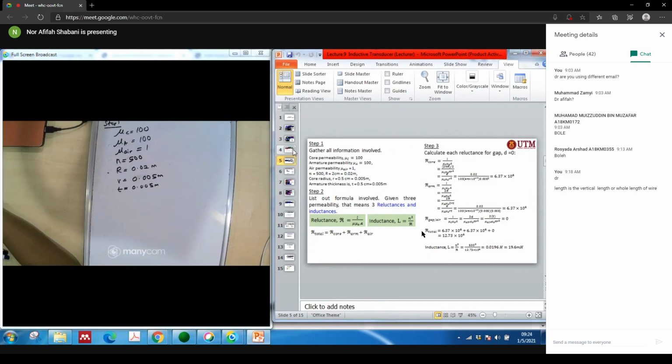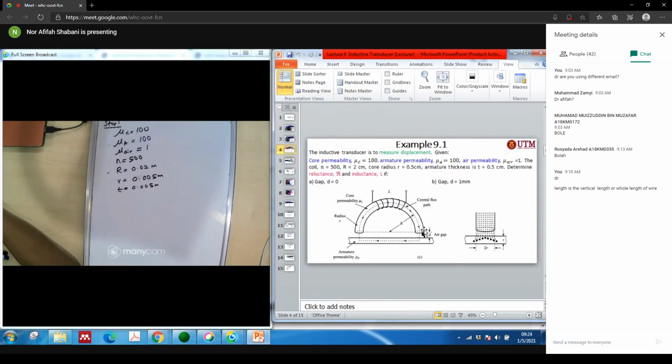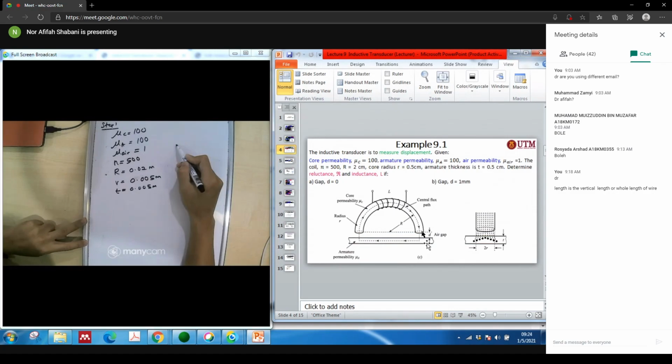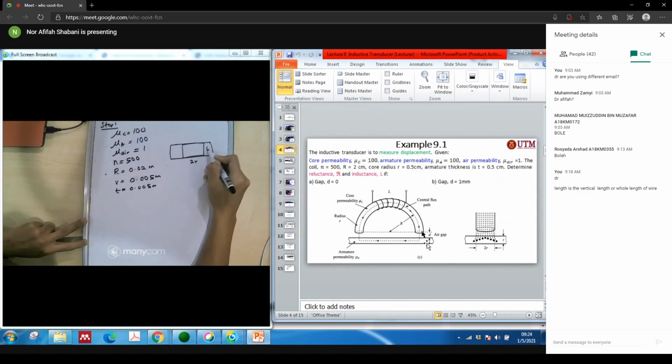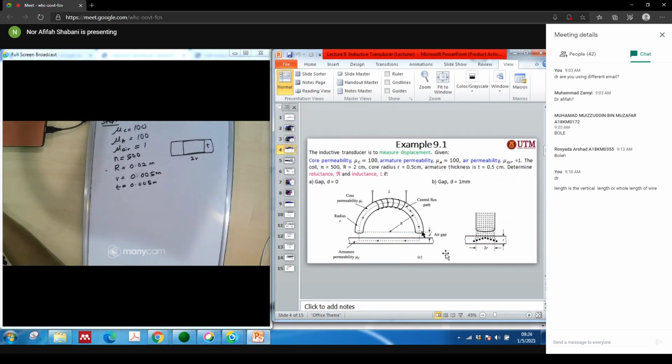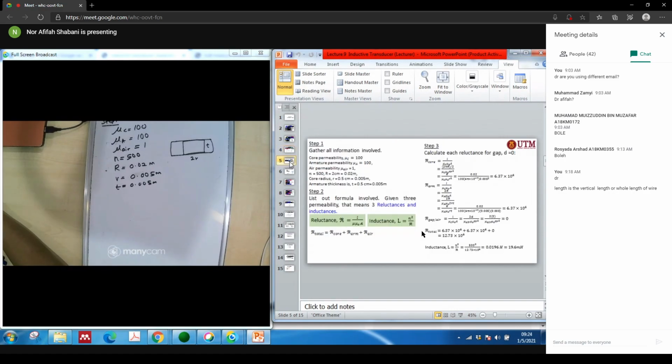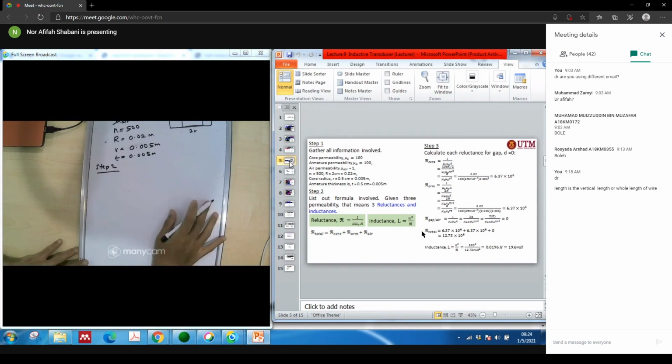If you look at this one, when you have a hollow there, it will produce a square area like here. That means it is 2r and also t here, and this is the length. Now we have gathered all the information, and step 2 is to find the reluctance first, and after that you can find the inductance.